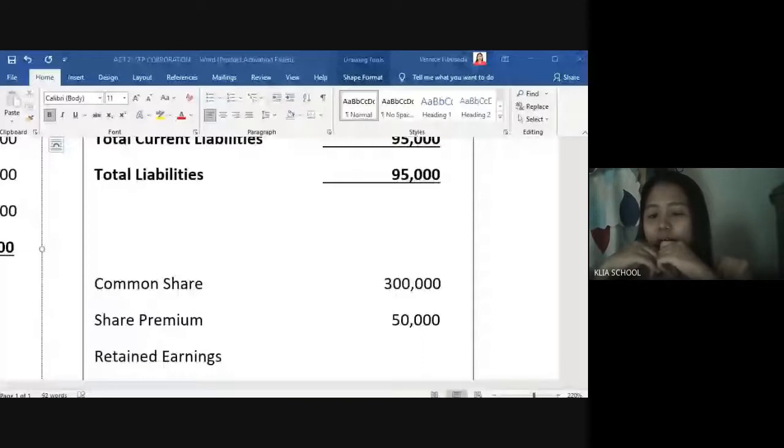Alright. Our total assets amount to 445,000. So, we'll be subtracting the amount of total liabilities, 95,000. So, magkano ang matitira sa 445,000 if we subtract it with 95,000?